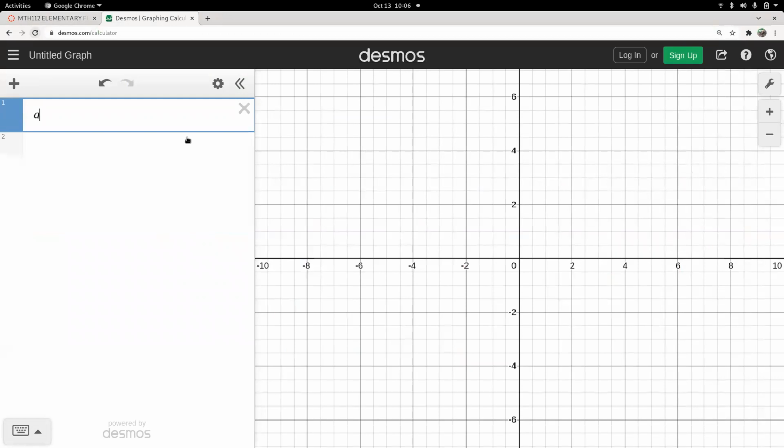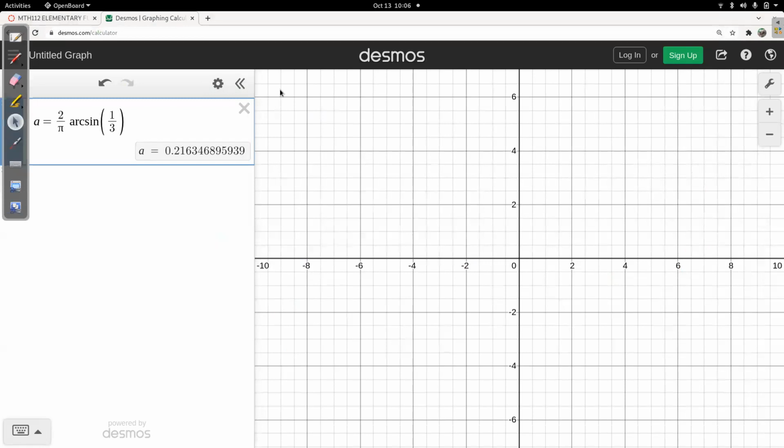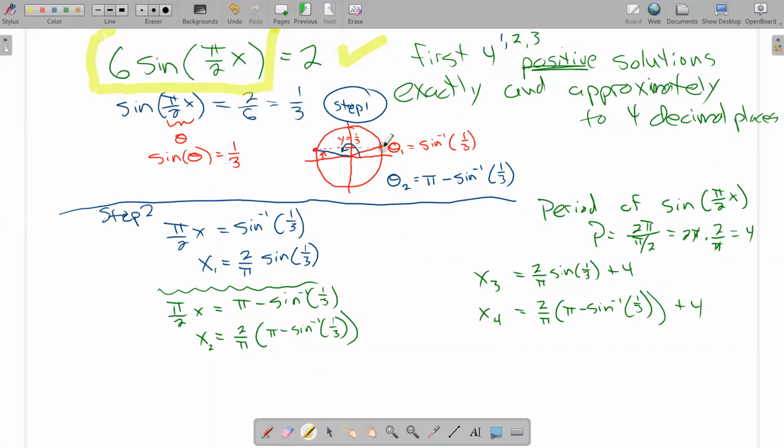So I think my first solution, I'm going to call that one A, is going to be equal to 2 over pi times the sine inverse or arc sine of 1/3. Let's make sure I type that right. So that gives me a radian angle of about 0.2. Looking at my graph, yeah, that's pretty shallow there. One radian would be about here. I'm down there. Yeah, that seems reasonable.